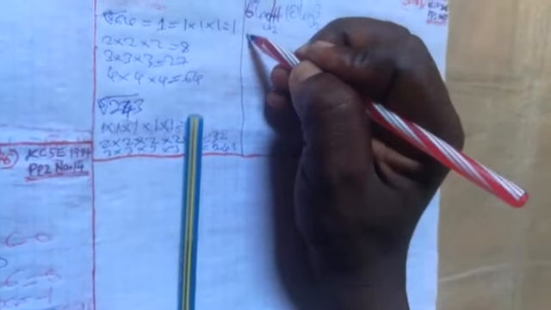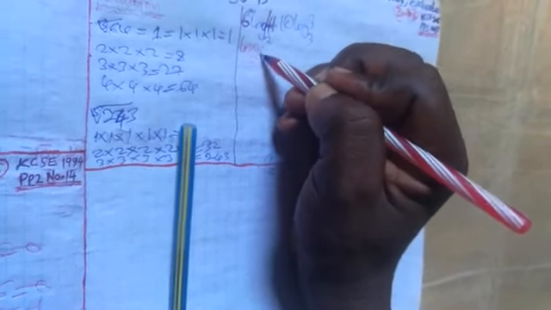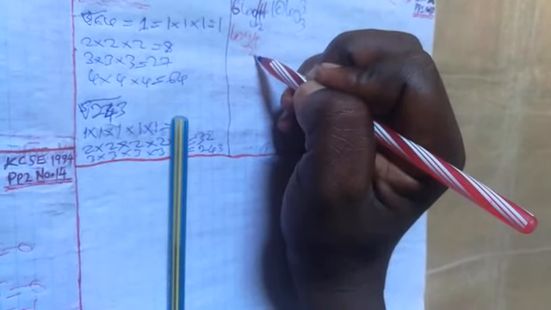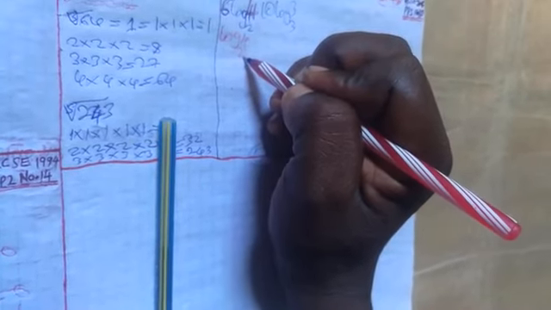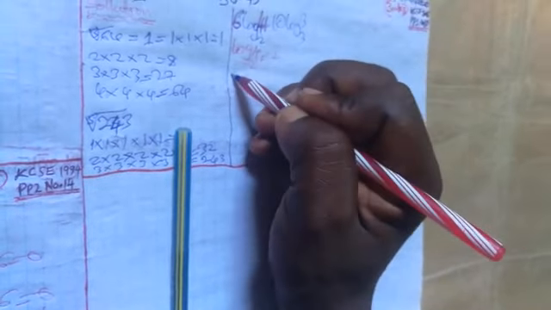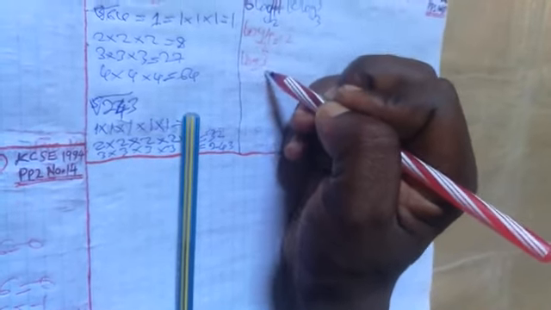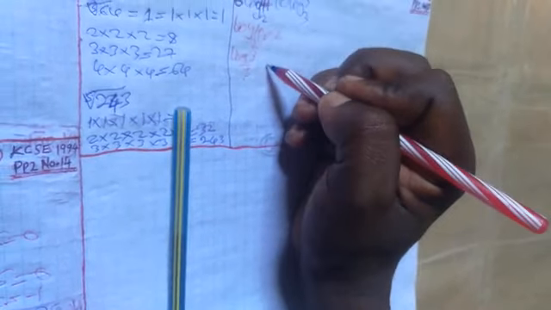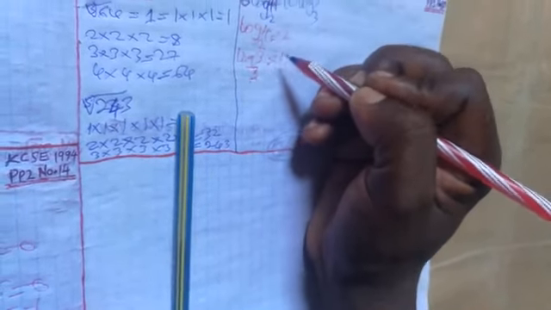Therefore, log 4 base 2 is 2, since 2 power 2 is 4. For the case of log 3 base 3, log 3 base 3 is 1, since 3 power 1 is 3.